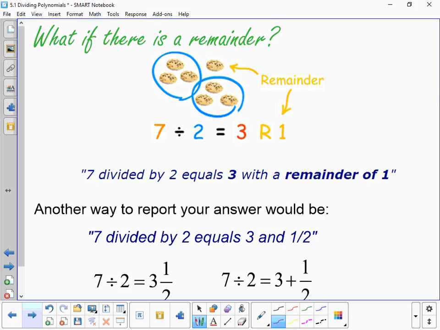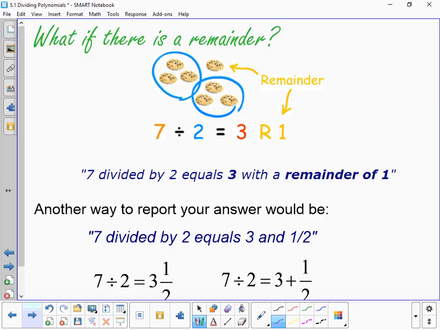What if we do some long division and we have a remainder? On that last one, we did not have a remainder. It was a remainder 0. Well, if I had 7 cookies and wanted to divide them amongst 2 people, they would each get 3 and there would be 1 cookie left over. So sometimes we just say the remainder. Well, 7 divided by 2 is equal to 3 with a remainder of 1.